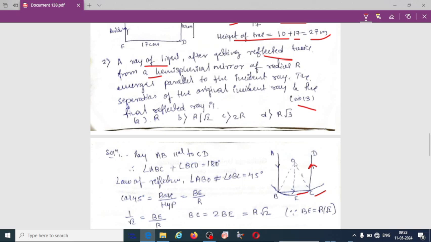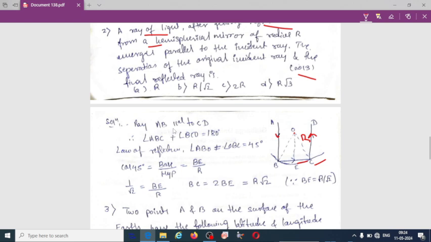This is the radius you can take, this is the origin, and this is the arc. So radius, let us take it as capital R. The separation of the original incident ray and the final reflected ray: this is the incident ray and this is the reflected ray. So ray AB is parallel to CD.